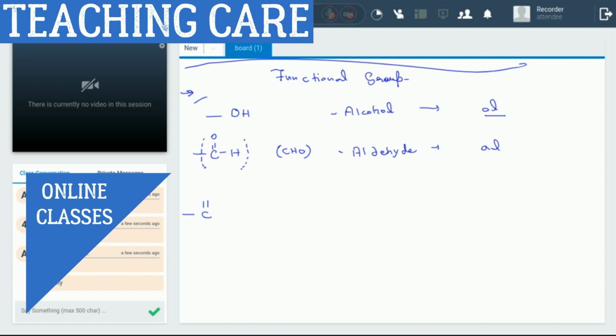Now there is a ketone group. It's C double bond O, something like that. So whenever you see that C double bond O, this is CO, and CO is called ketone. And the ketone suffix is what? -one, like propanone, butanone. Okay, -one.